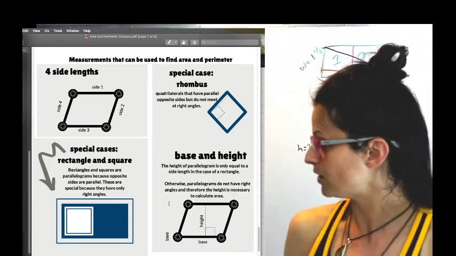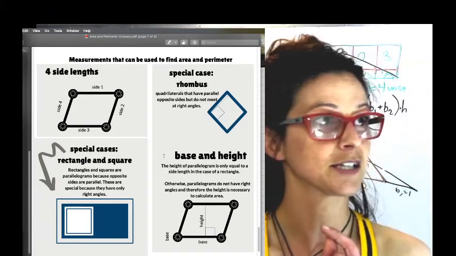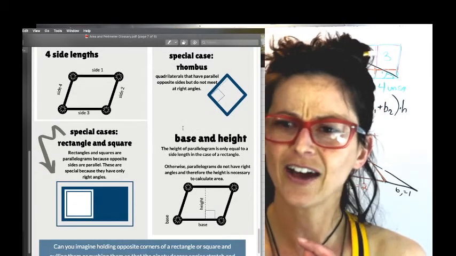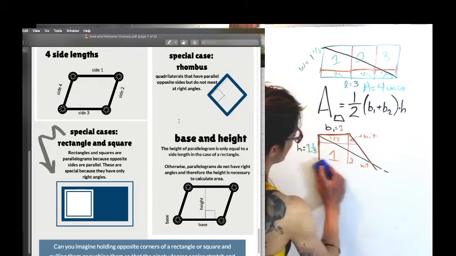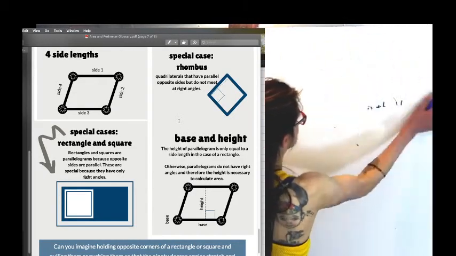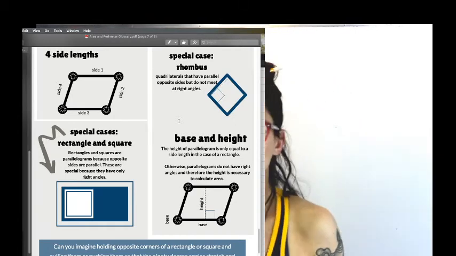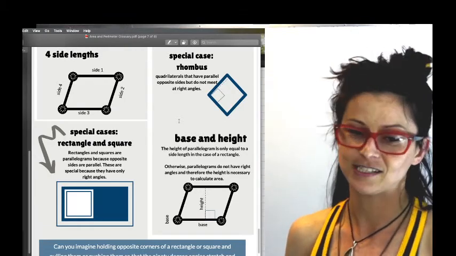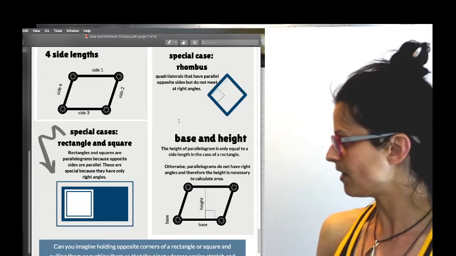And I have these really cool objects called exploragons. So while I'm getting the exploragons ready, I want you to look at these notes and think about how this relates to area, what we know about area so far. A rhombus is a special case of a parallelogram. Rectangles and squares are all special cases of a parallelogram. So what is a parallelogram?